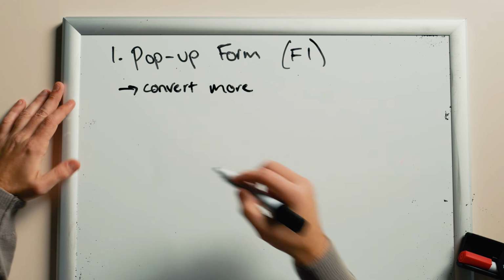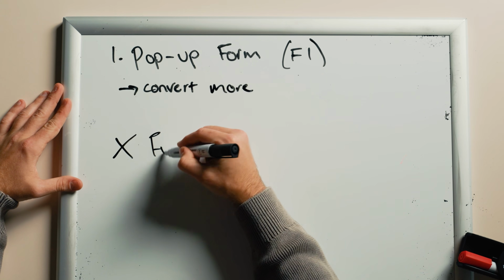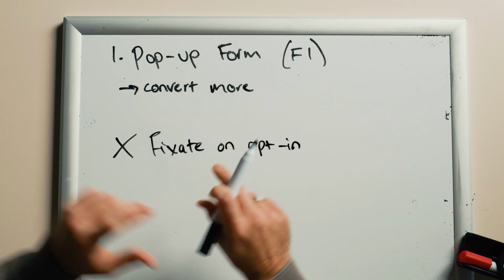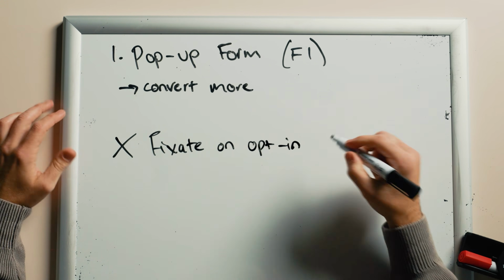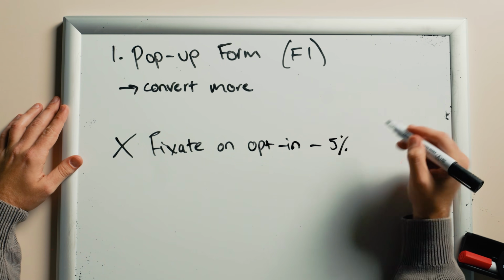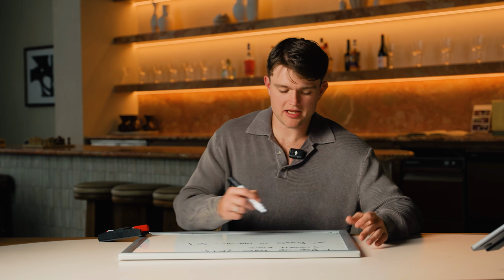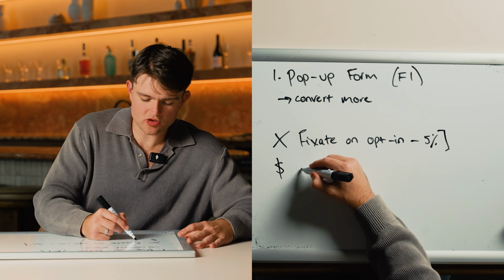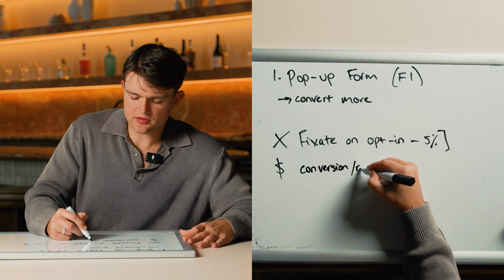But where a lot of people go wrong with the pop-up form is they fixate on opt-in rate. You've probably heard email marketers all over the internet say this all the time, like, oh, we need to get 5% opt-in, we need to get 10% opt-in rate. But realistically, that does not mean anything. Opt-in rate just tells you how fast your list is growing, but we're here to make money. So the best thing you can be measuring is your conversion and your revenue per submission.